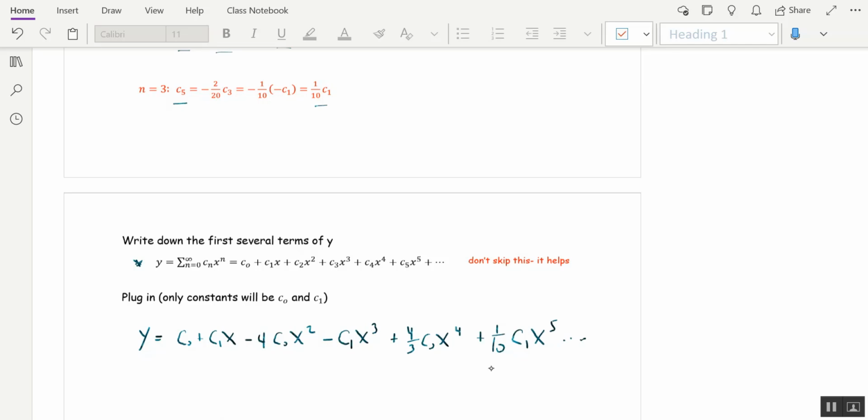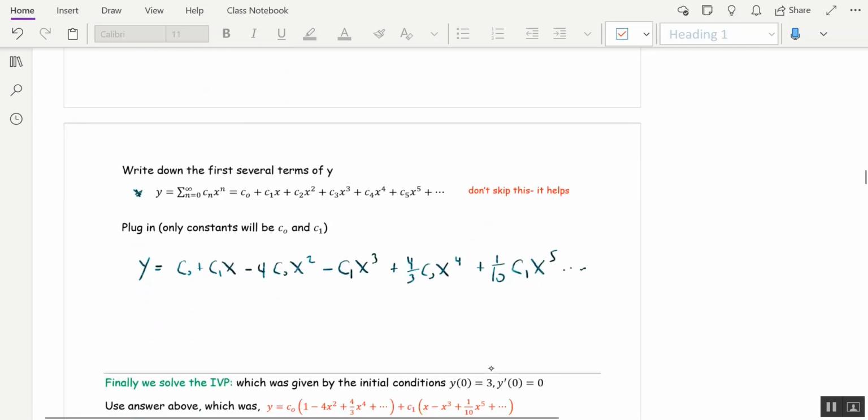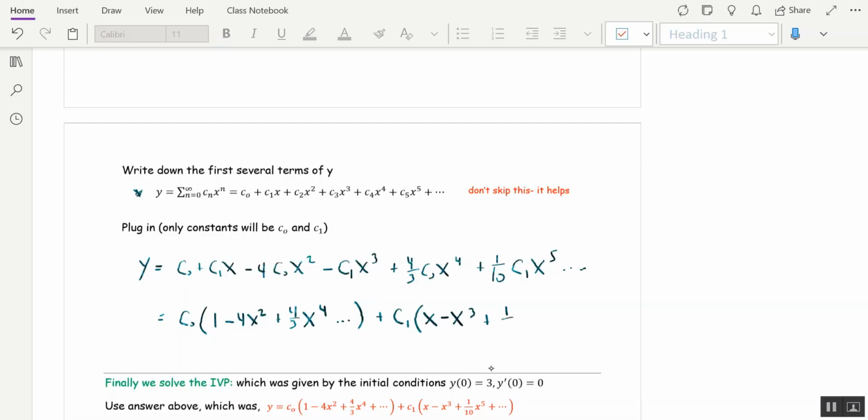All right, and so then we write this as c0, and the c0 terms are 1 minus 4x squared plus 4/3 x to the 4th, dot, dot, dot, and then plus c1. My c1 terms are x minus x cubed plus 1/10 x to the 5th, dot, dot, dot. Again, you're not going to put the dot, dot, dot when you do your homework. All right, so if we were just finding a general solution, we would be done at this point.